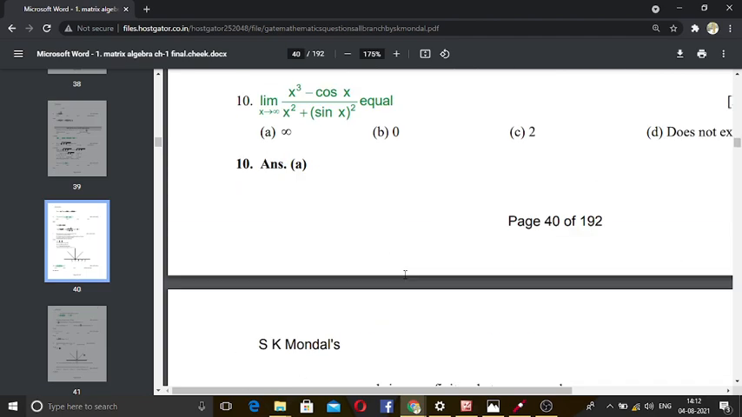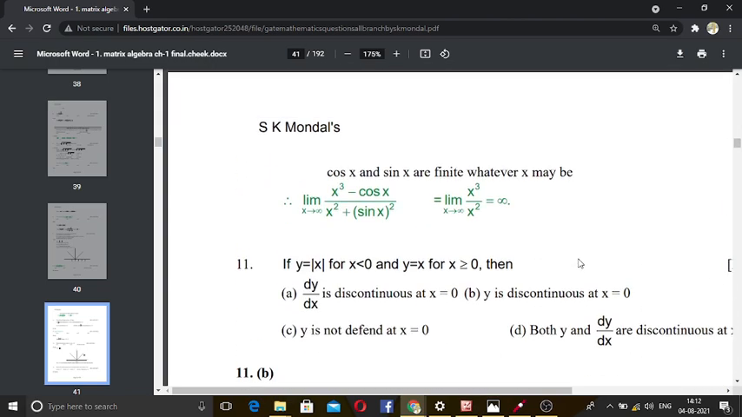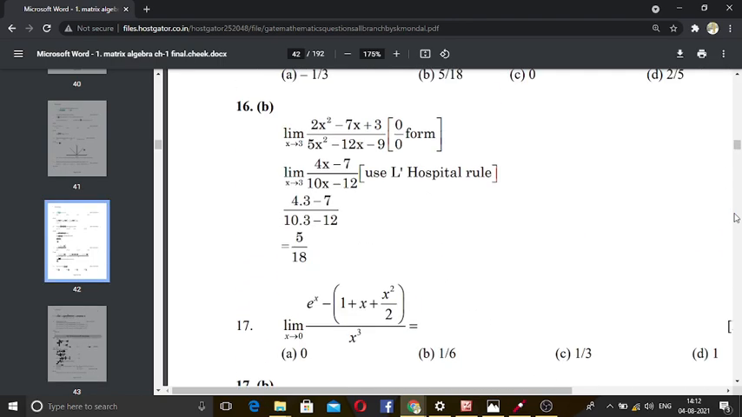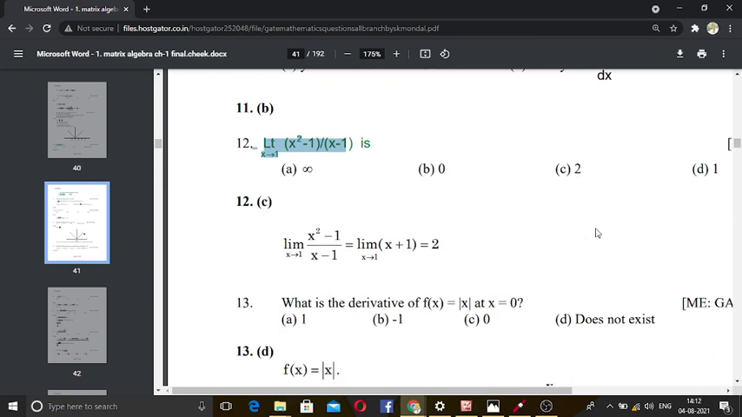Now I am going to take the first question. The question says: limit of x square minus 1 upon x minus 1 is. I think it was asked in GATE Mechanical. The question is very simple: limit of x square minus 1 divided by x minus 1.